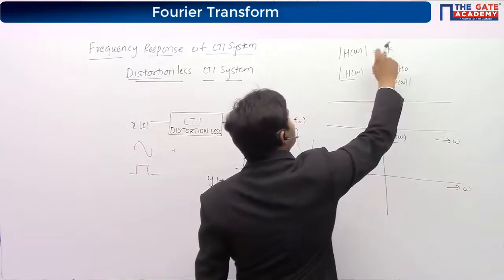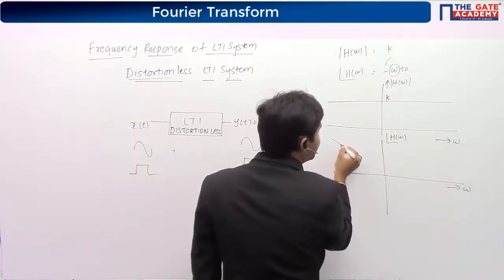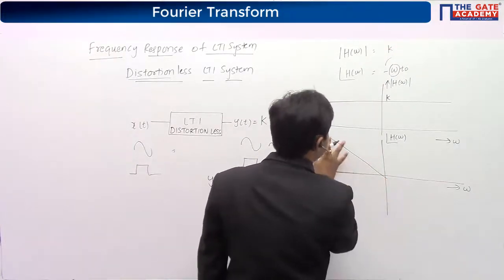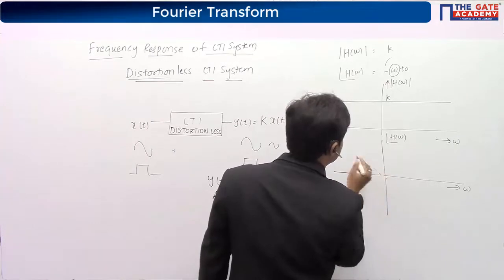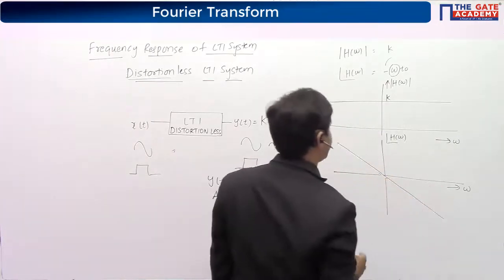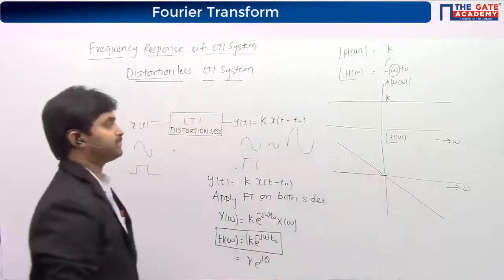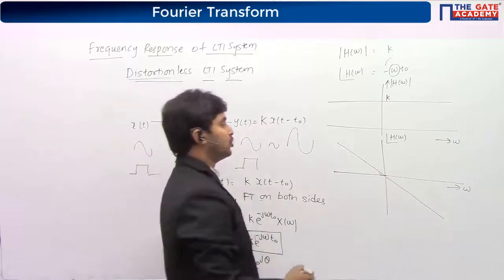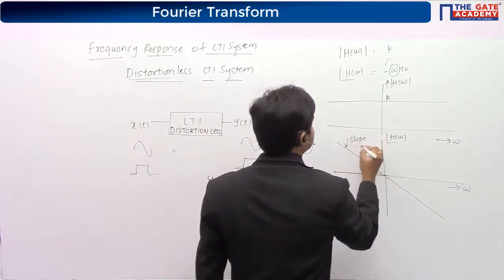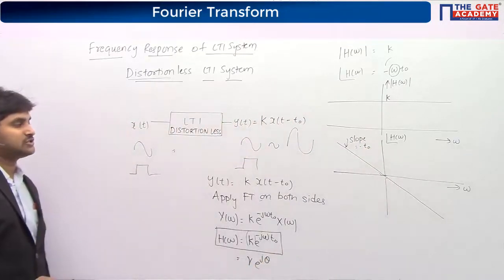So the slope is going to be minus t naught, indicating that it's a negative slope and passing through the origin. Okay, it's a line with a negative slope passing through the origin. So the slope of this line is equal to minus t naught.